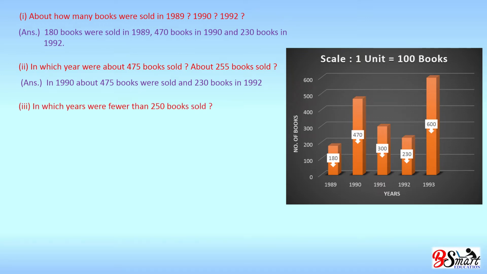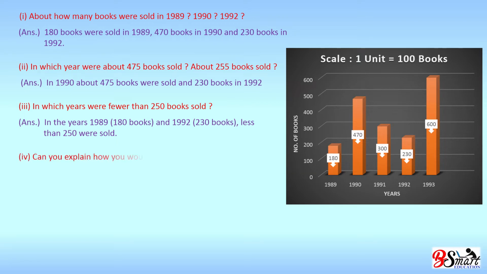Next question. In which year were fewer than 250 books sold? Answer. In the year 1989, 180 books and 1992, 230 books. Less than 250 were sold.